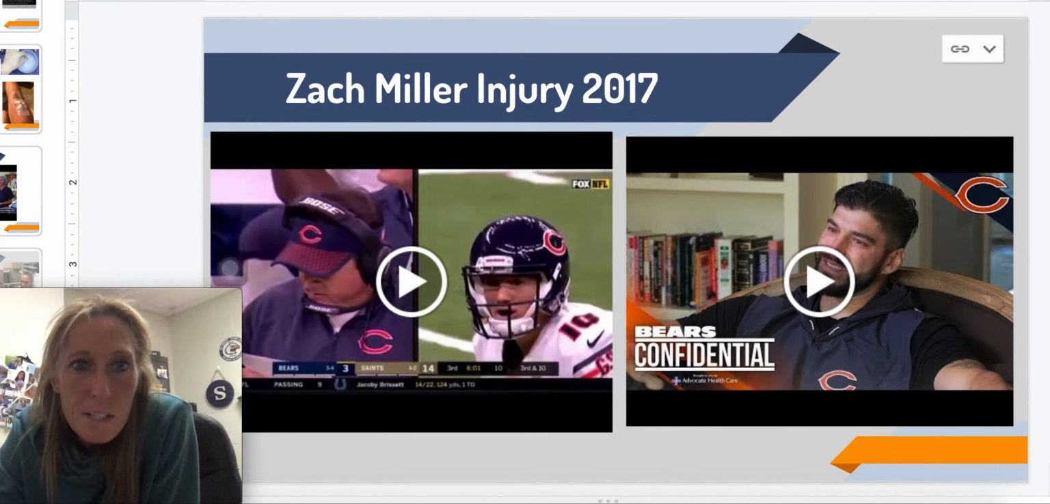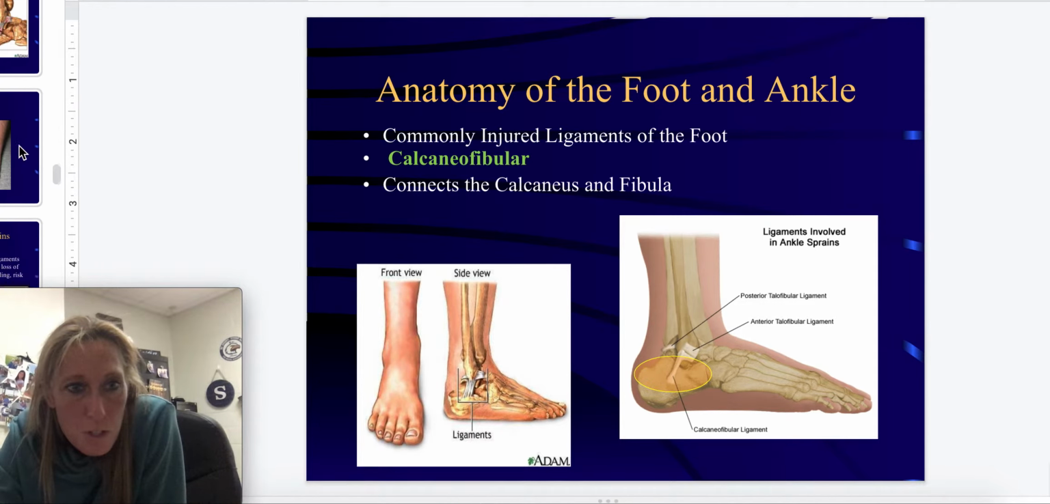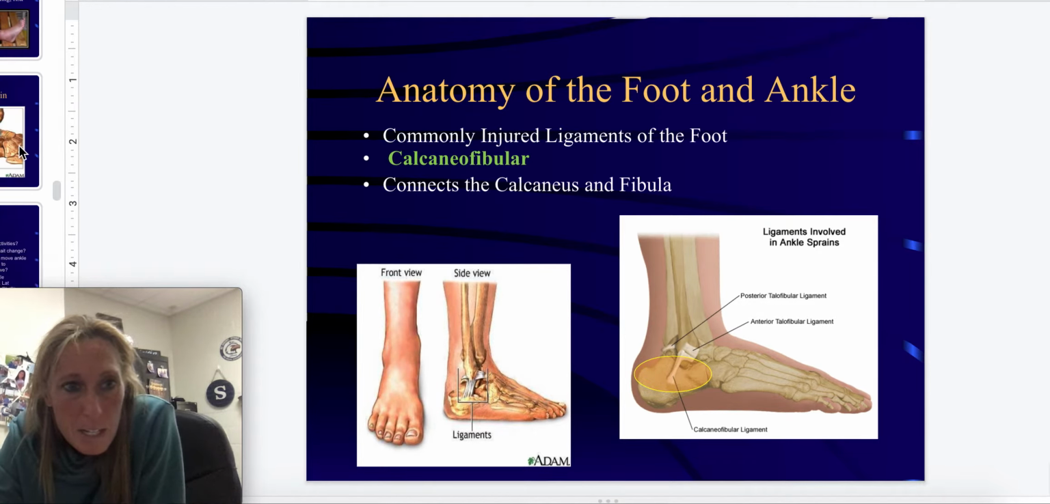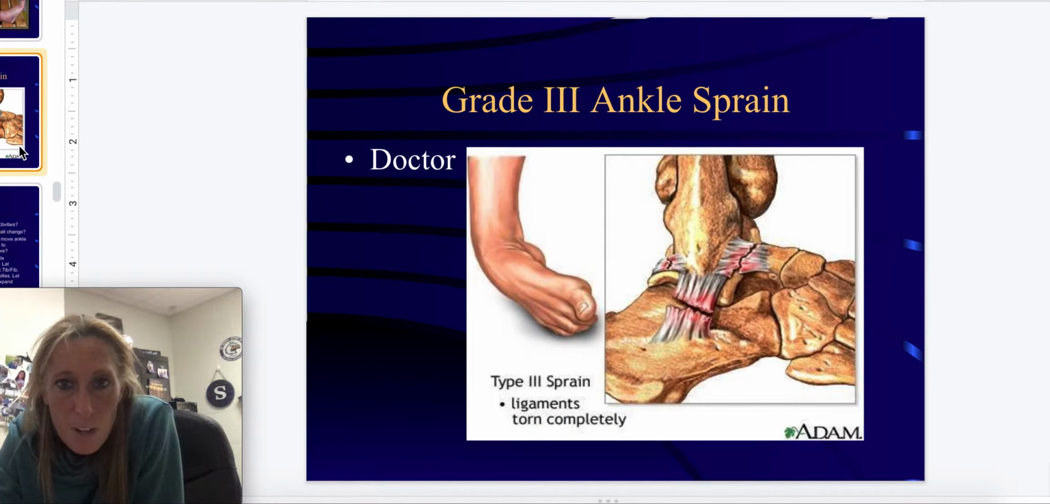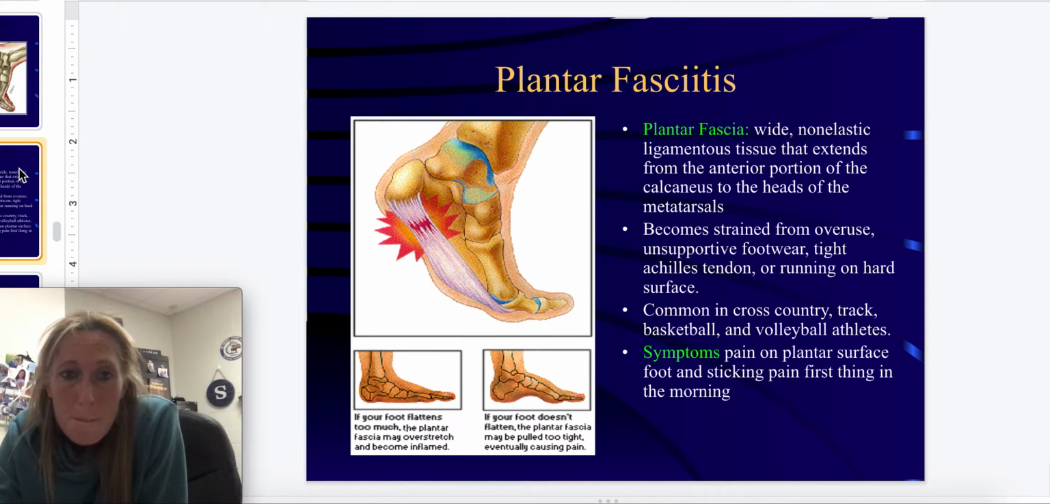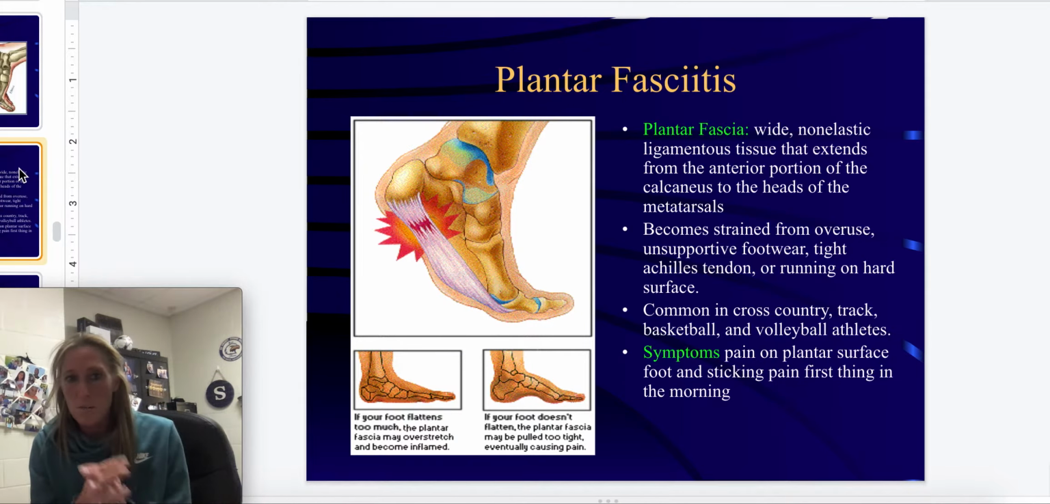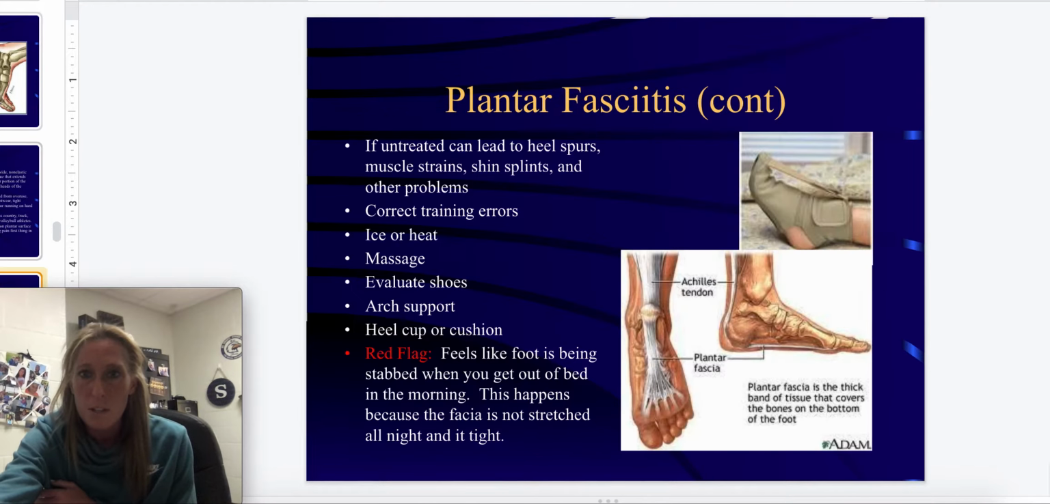So we talked in our foot, ankle, and lower leg portion. We talked about a ligamentous band that is on the bottom of your foot, which is the plantar side. So this would be most likely plantar fasciitis. And that red flag was the rising in the morning. I think we have a red flag somewhere.